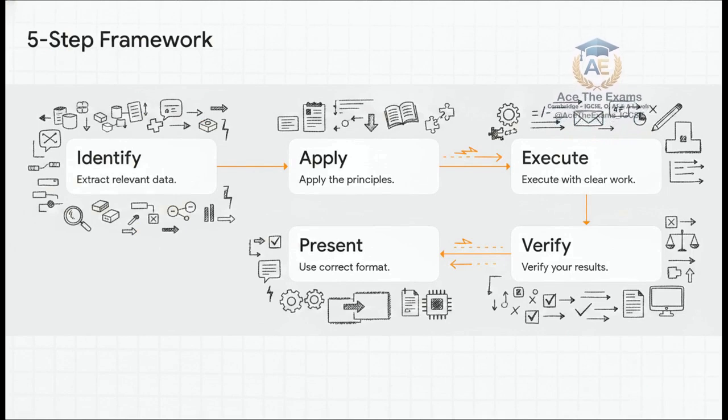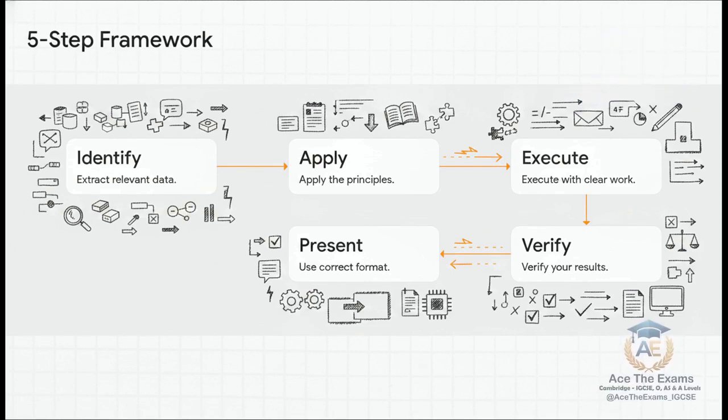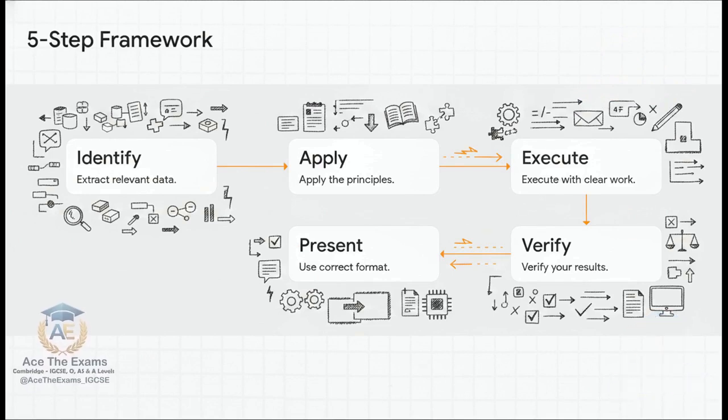Whenever you tackle an exam question on interrupts, you must follow this standardized sequence, which pairs perfectly with the famous PEEL framework: point, evidence, explanation, and link. Step 1. Identify the key elements. Extract the relevant data from the scenario. This is your point. Step 2. Apply the relevant principles. Which part of the interrupt cycle applies here?